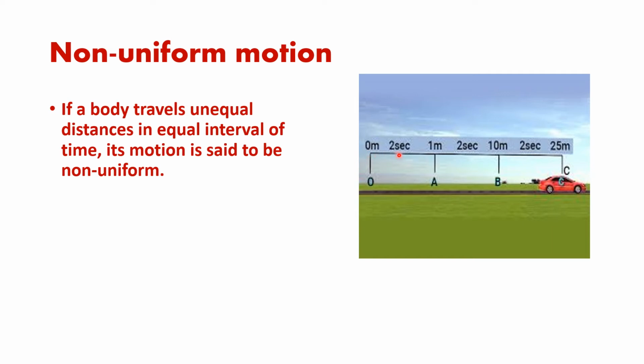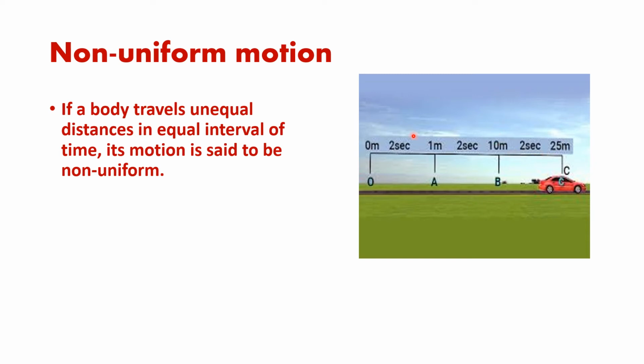In the first 2 seconds it is traveling 1 meter. In the next 2 seconds, from the 1 meter point it has come to 10 meters. So that means a total of 9 meters. How will you find the distance? Final minus initial, 10 minus 1. So it is traveling 9 meters in 2 seconds. And then in the next 2 seconds it has come from 10 meter to 25 meter. That means it has traveled how much? 25 minus 10, so that is 15 meter.